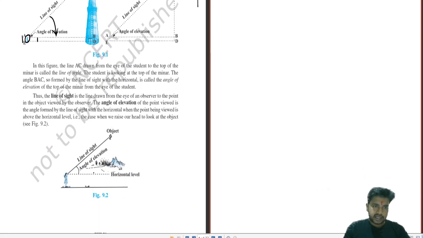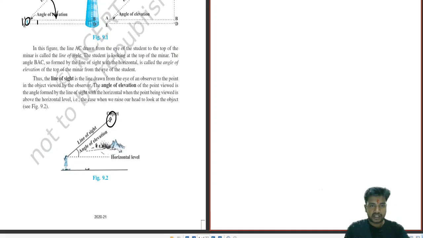Now see, you can see another thing also. A girl is standing over here. She is flying a kite over here. This is the object. This is the line of sight. This is the angle of elevation. This is the horizontal level. Why would we take a horizontal level all the time? To create a trigonometric concept to find the values.